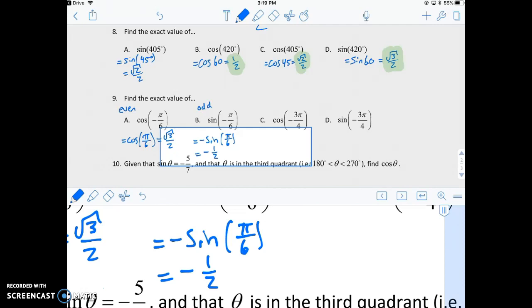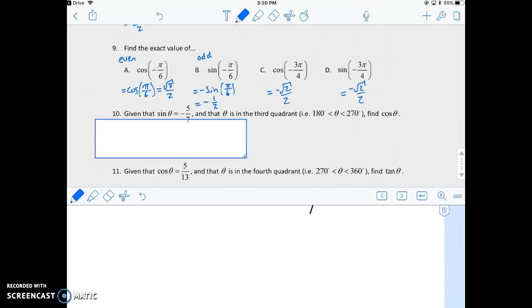Right, and if you'd like, you can pause the video to try part C and D really quick. Right, the answers for part C and D are on the screen. I'm going to move on to question number 10.